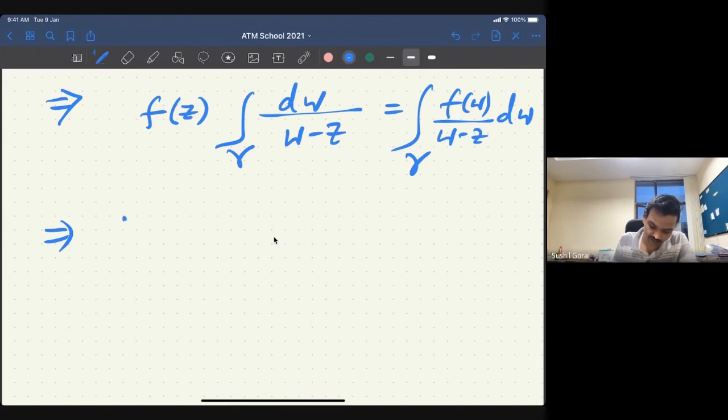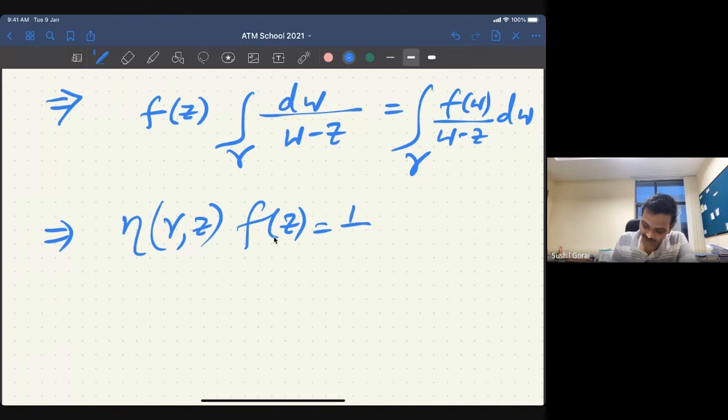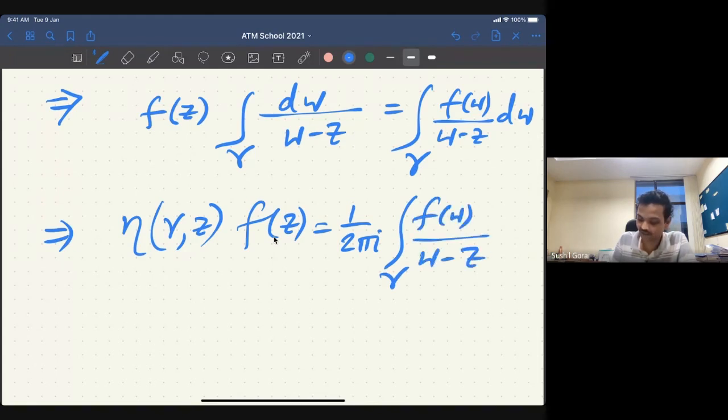So eta gamma Z, F of Z is equal to, well, you need 1 over 2 pi i. So this 1 over 2 pi i comes with the integration over gamma of F(w) by (w minus z) dw, right? So this proves the Cauchy integral formula.